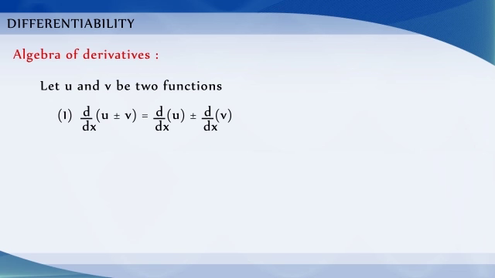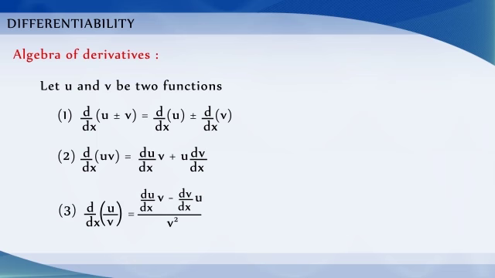Algebra of derivatives. Let u and v be two functions. Then differentiation of u plus or minus v is equal to differentiation of u plus or minus differentiation of v. Differentiation of product of u into v is equal to differentiation of u multiplied by v plus u multiplied by differentiation of v. Differentiation of u divided by v is equal to differentiation of u multiplied by v minus differentiation of v multiplied by u, divided by v square.